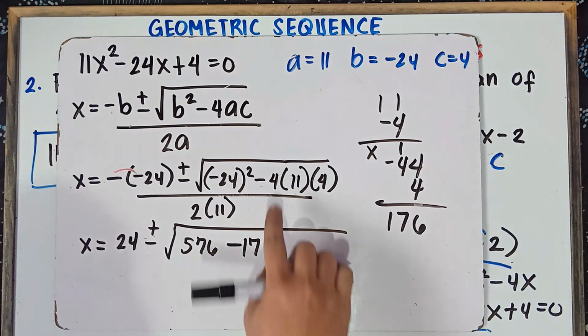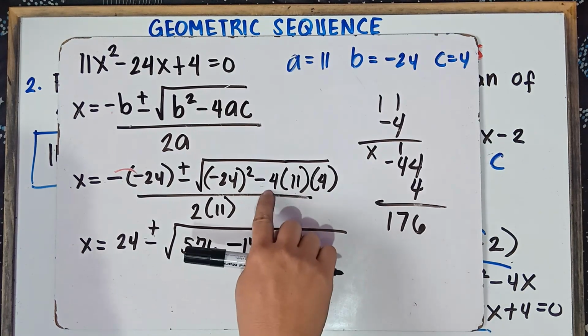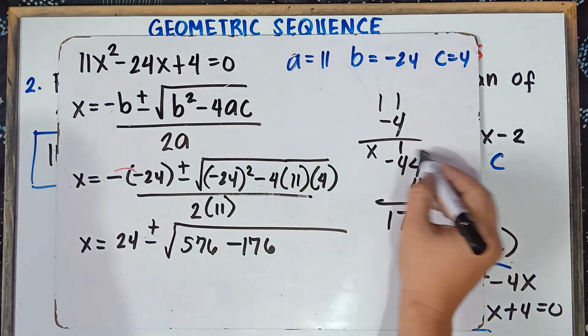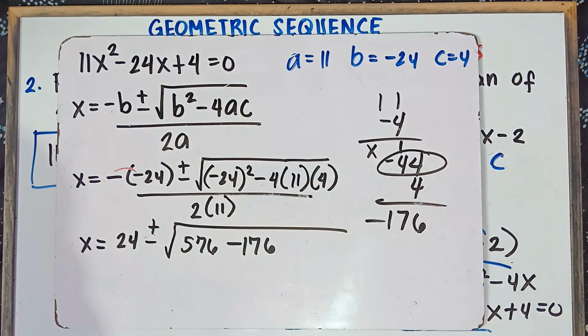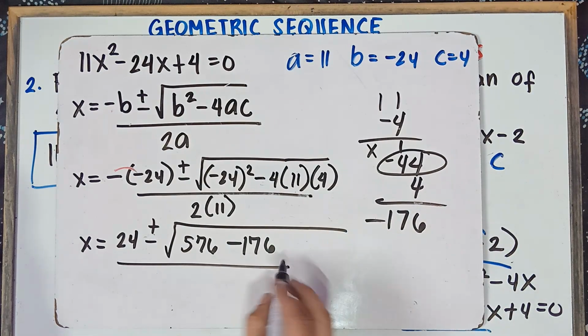Once again, class. Negative 4 times 11. That would be negative 44. And then negative 44 times 4. That would be negative 176. All over 2 times 11, that would be 22.